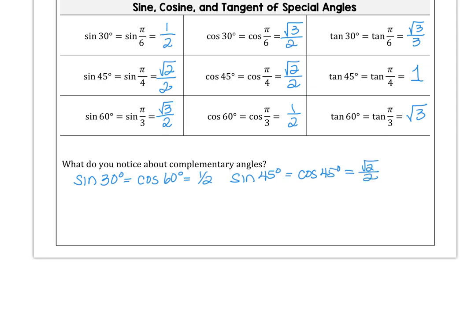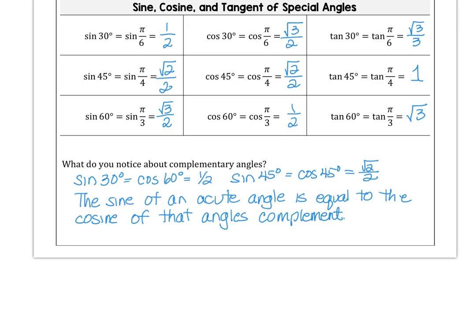The sine and its complement, cosine, are equal. The sine of an acute angle is equal to the cosine of that angle's complement. And remember that complementary angles sum to 90 degrees.